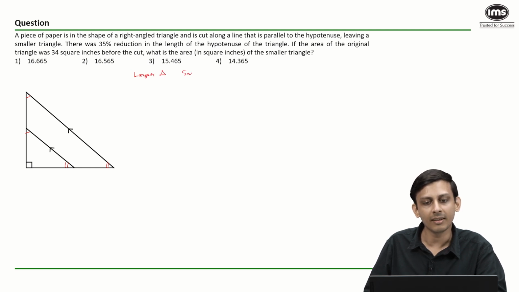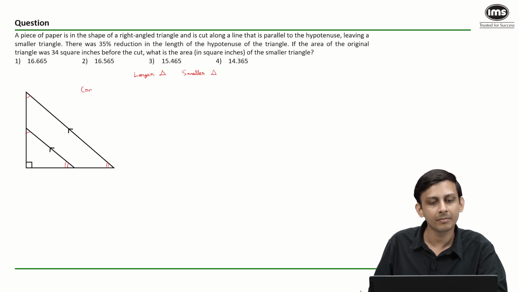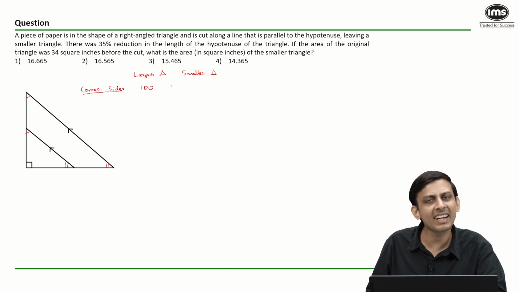with the smaller triangle, and if we compare their corresponding sides, so if I assume the hypotenuse of the larger triangle to be 100 in the ratio, then the hypotenuse of the smaller triangle will be 35% less. So that will be 65. 35% less than 100, so that will be 65. And of course, the hypotenuses are corresponding sides.